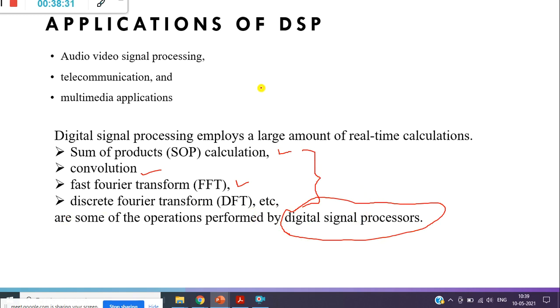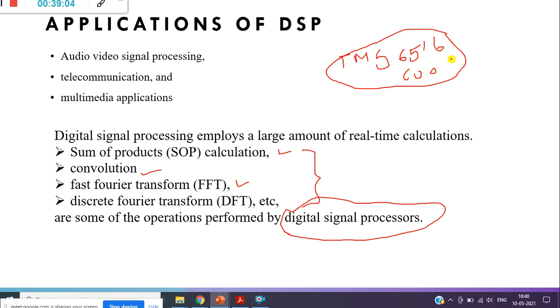As I told you, 8085 is the best example for a microprocessor. 8051 is the best example for a controller. Then what about a DSP processor? We have a processor called TMS from Texas Instruments. TMS 6516 or 6006 are different processors which are dedicated for digital signal processing. Okay.